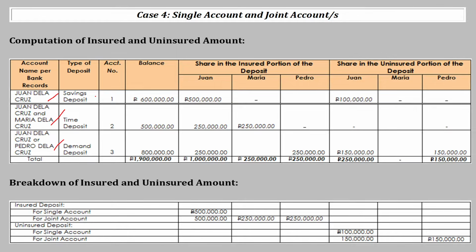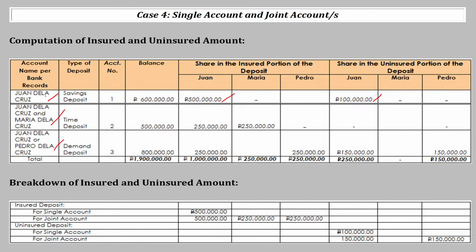Okay? So first account, individually owned account siya. So 600,000 pesos, and one will receive 500,000 pesos from the PDIC. So insured yung 500,000 pesos, while yung 100,000 will be uninsured portion of the deposit.